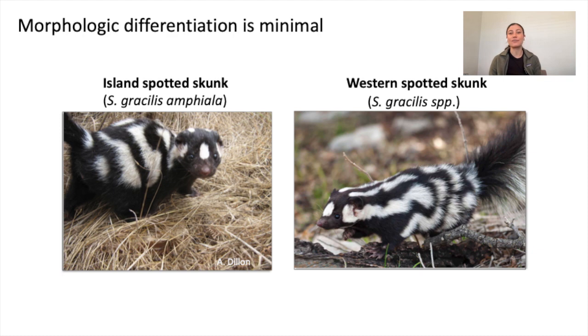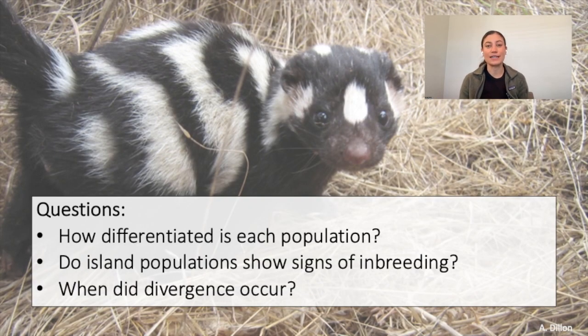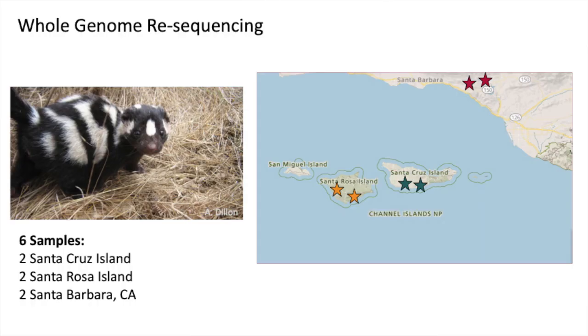However, genetic studies have begun to build a case that the island spotted skunks are more diverged from one another and from the mainland than traditionally thought, and we wanted to further investigate. So we wanted to know, how differentiated is each population? Do island populations show signs of inbreeding? And when did divergence begin to occur? To answer these questions, we performed whole genome sequencing on 2 samples from each island and 2 samples from the mainland. And I'll jump right into our results.